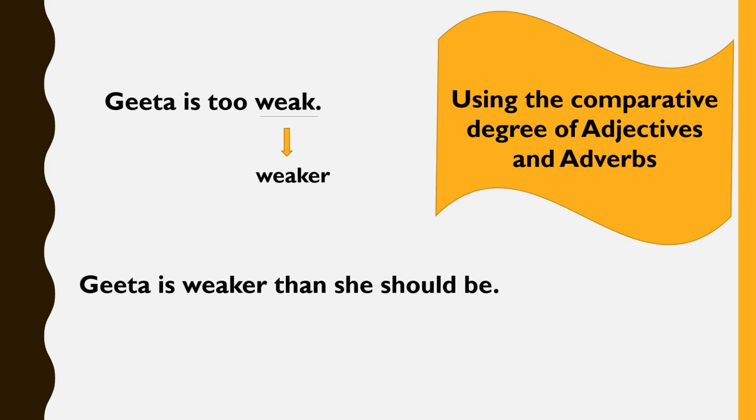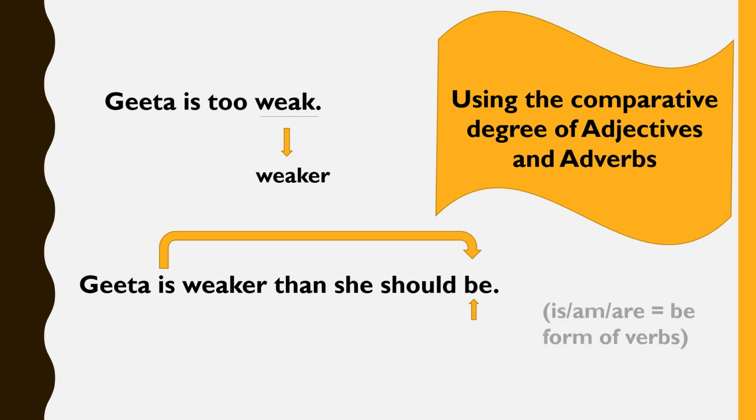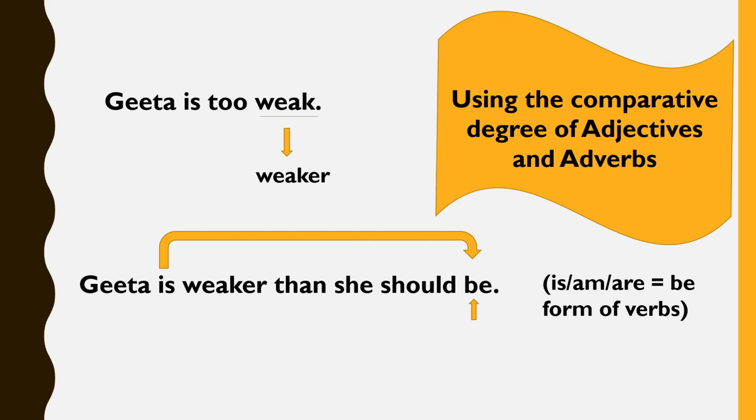Now, we are using the word be at the end because this sentence contains a be form of verb, that is, is. Is is a be form of verb. Helping verbs such as is, am and are are all be forms of verbs.